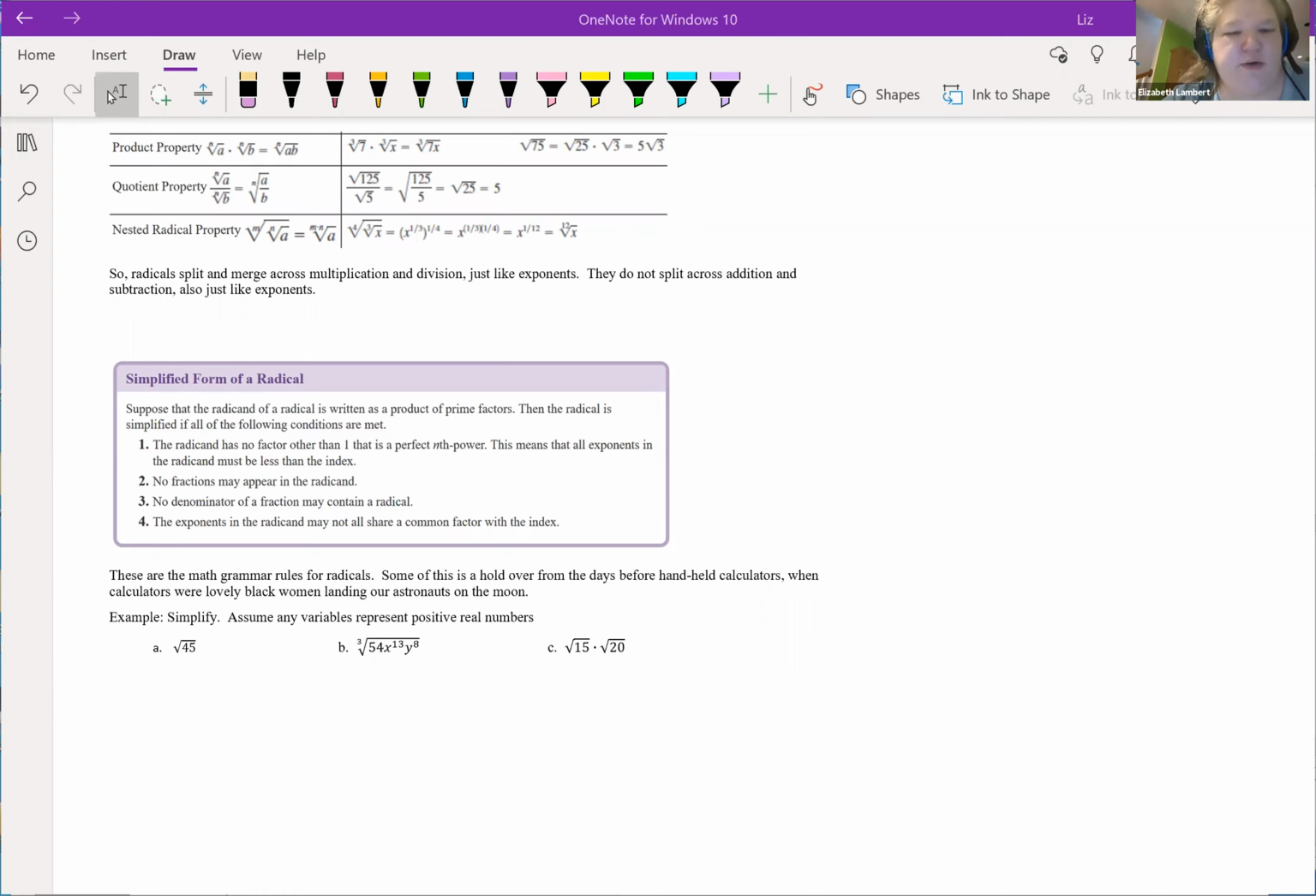So here, the radicand has no factor other than 1 that is a perfect nth power. So all the exponents in the radicand must be less than the index, meaning anything under the root, the number of objects you have in there has to be less than whatever our index on the root is.